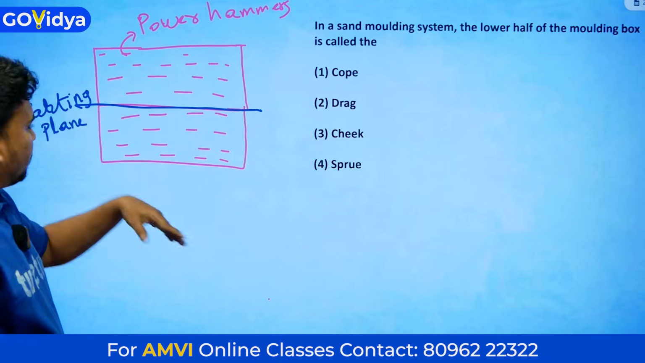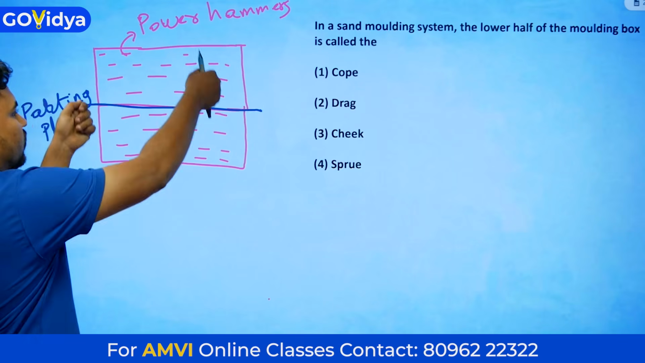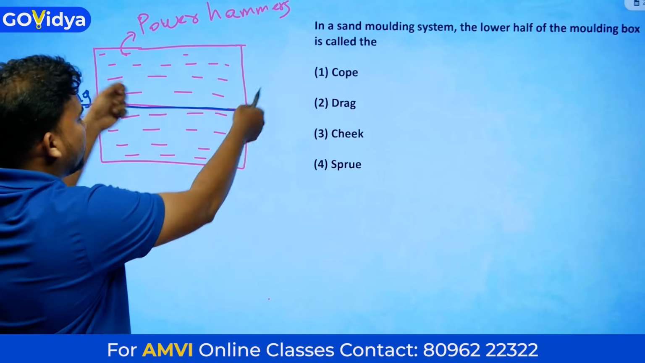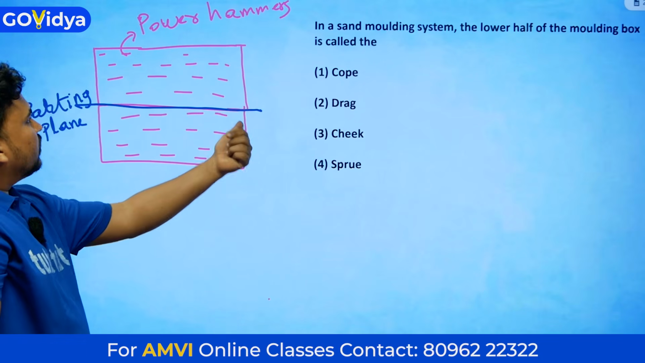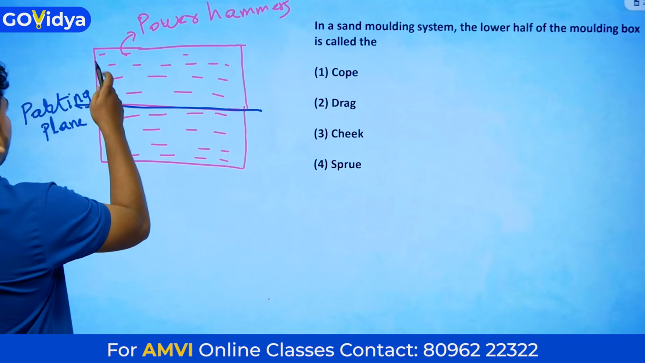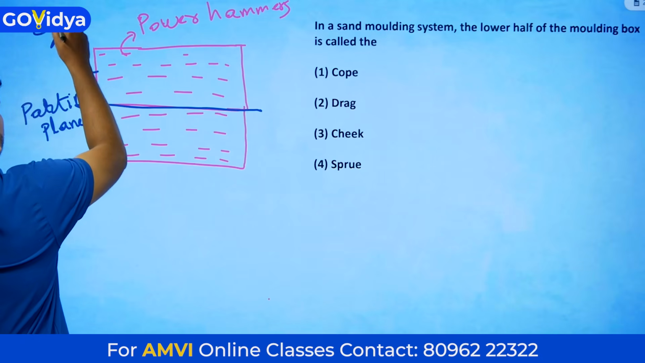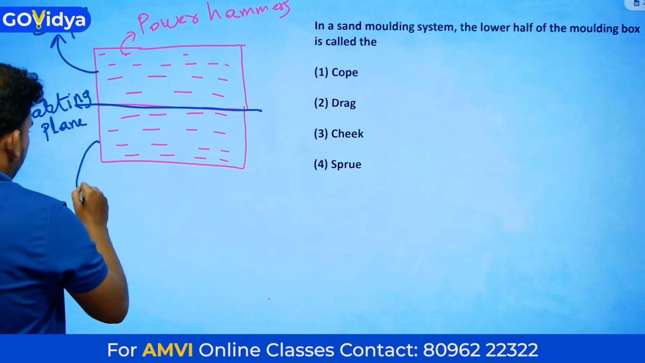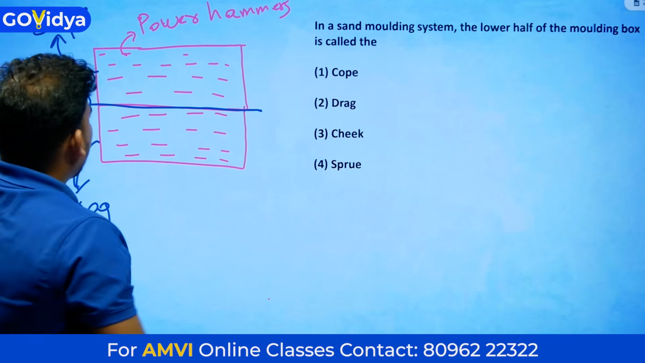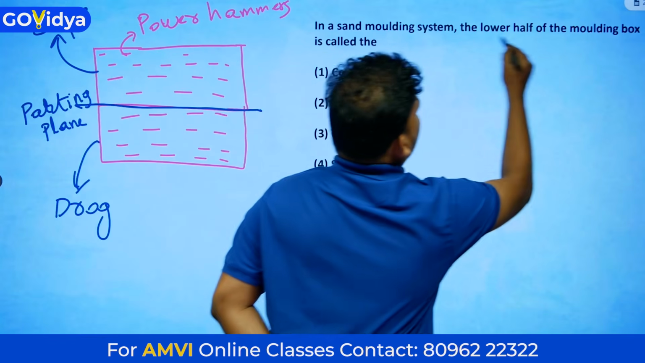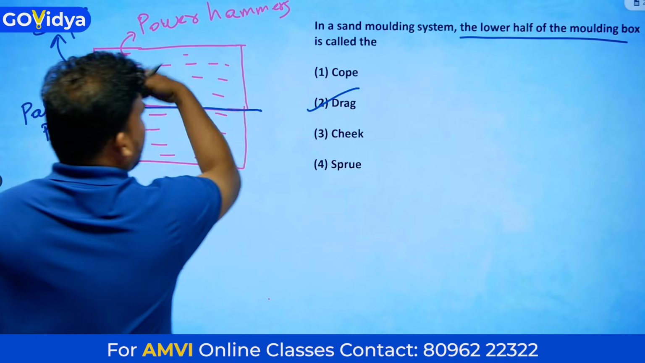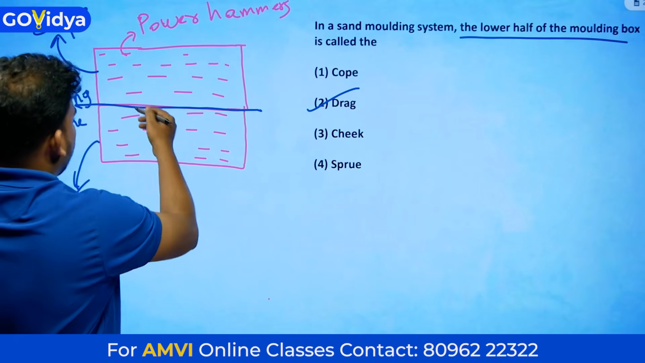Actually we do it one by one. First we ram this sand, then we place another box over the already rammed box, and ram it with the power hammer. This upper box we call the cope box, and this is the drag box. Individually we do the ramming process. He is asking what the lower half of the molding box is. This is the drag, so the answer will be 2. Cope is the top box, and the drag is the bottom box.